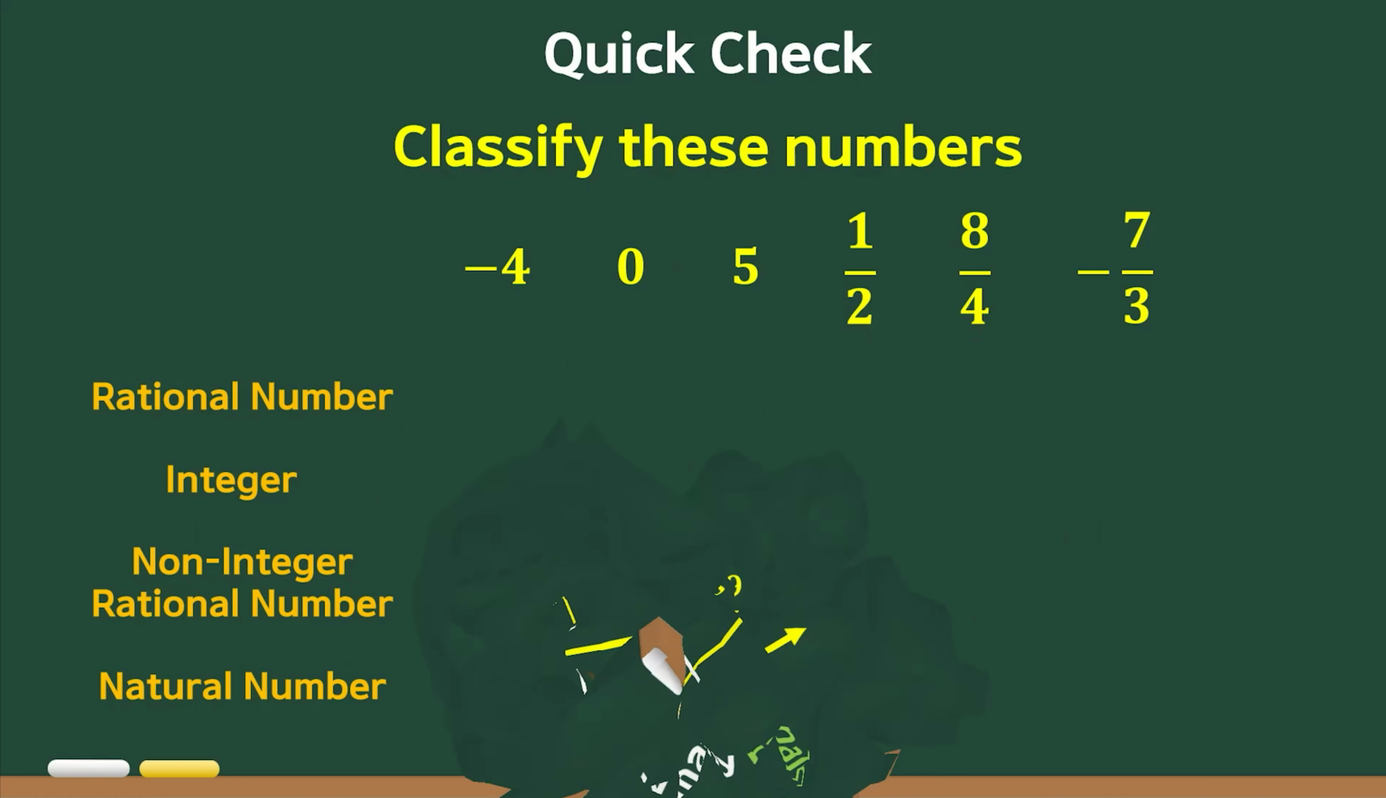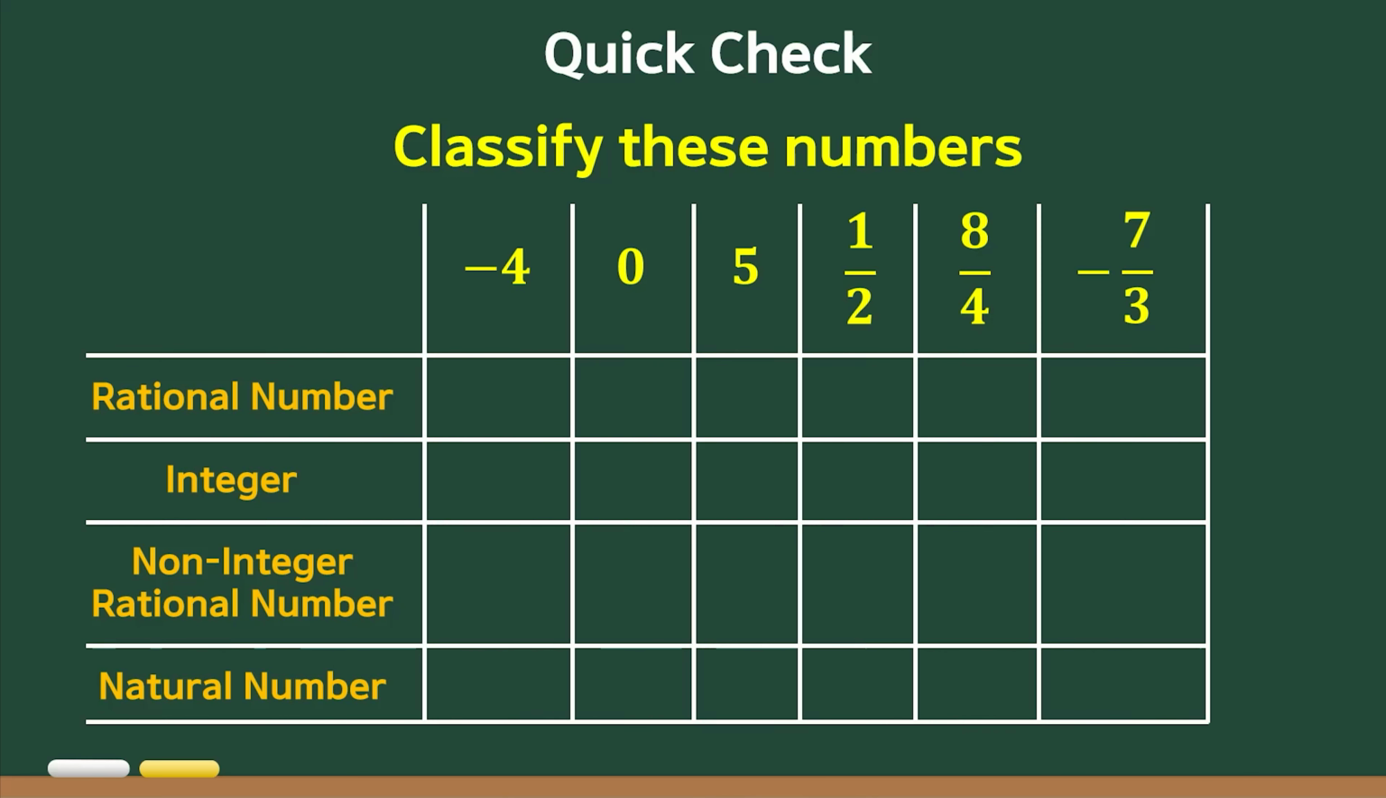Let's finish with a quick check. -4 is an integer, so it is also a rational number. 0 is an integer and also a rational number. 5 is a natural number, a positive integer, an integer, and a rational number. 1/2 is a rational number, but not an integer. 8/4 simplifies to 2, so it is a natural number, an integer, and a rational number. -7/3 is a rational number, but not an integer.